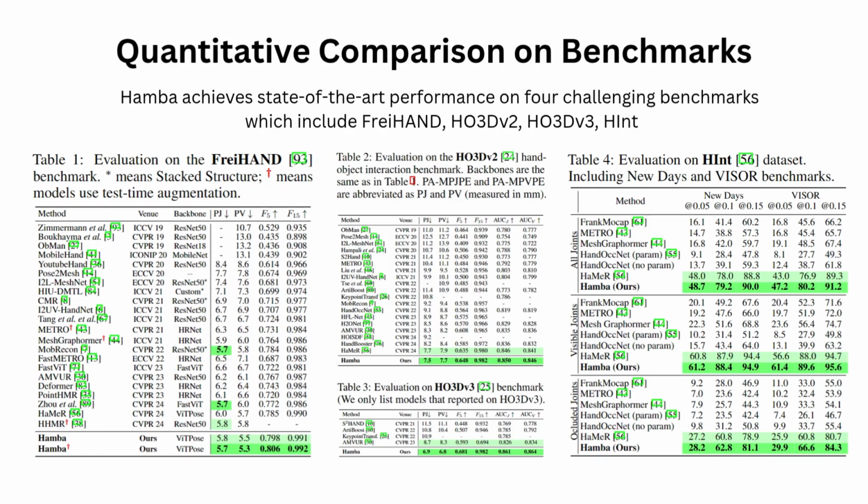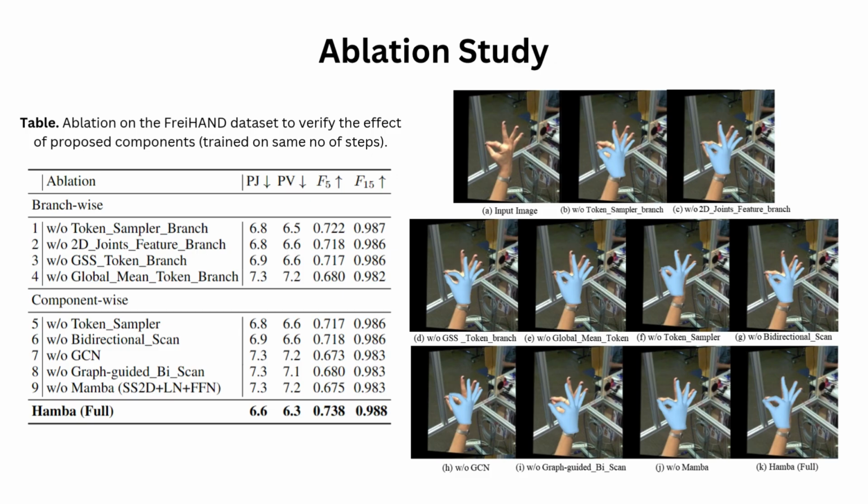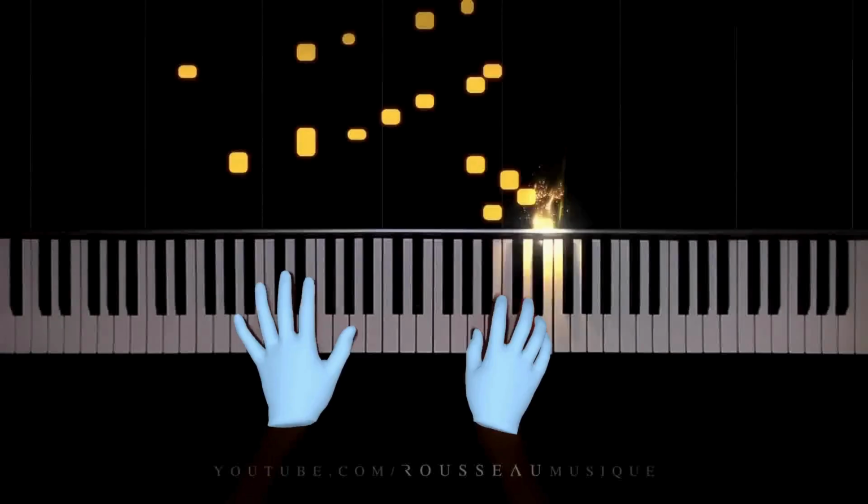Extensive experiments on multiple benchmarks demonstrate that Hamba significantly outperforms state-of-the-art methods, and also achieves rank 1 in challenging competition leaderboards on hand reconstruction. We additionally present an ablation study to verify the effect of proposed components, both qualitatively and quantitatively. Here, we see that the major performance drops are caused when the proposed graph-guided bidirectional scan and the Mamba blocks are removed.